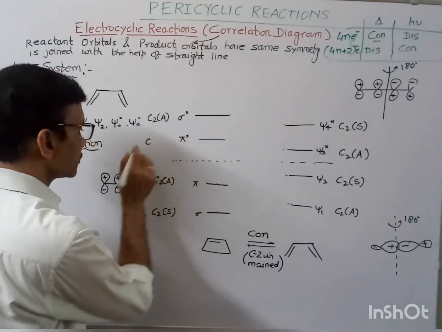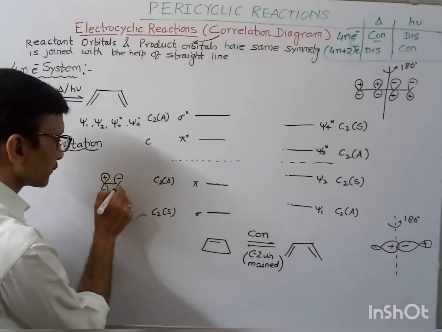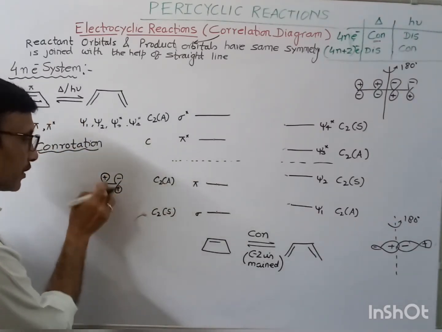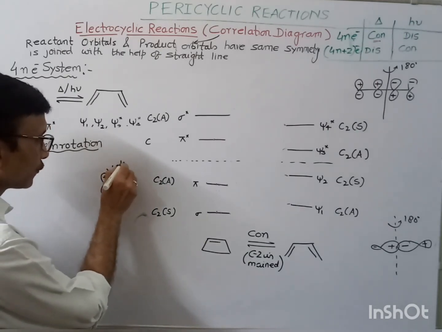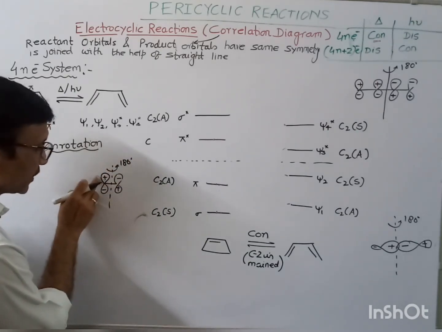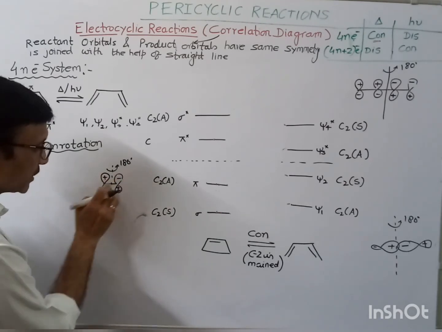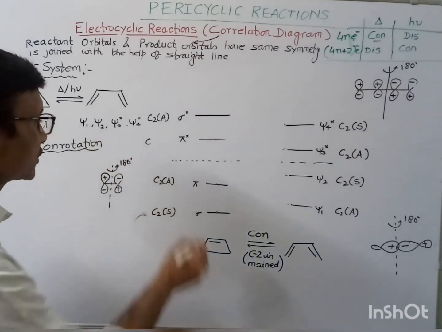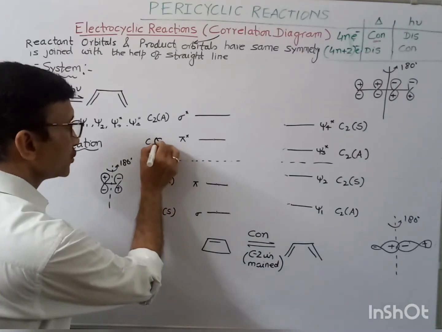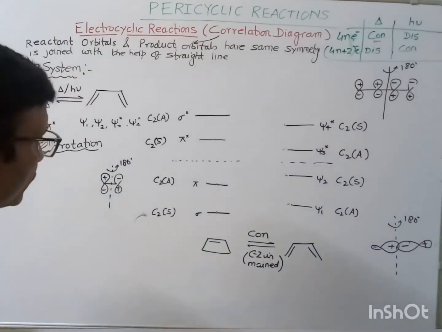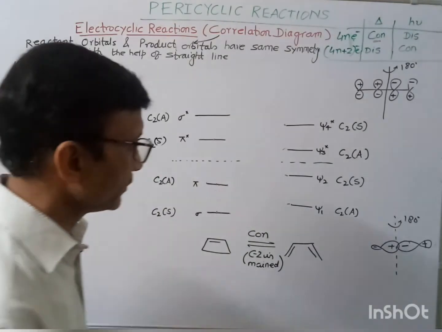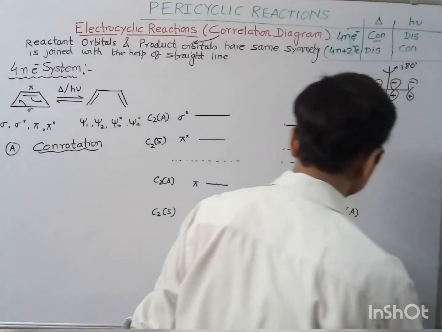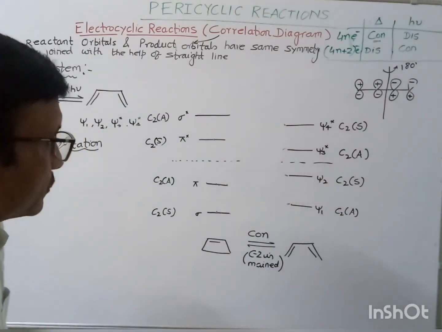And this is pi star. If you rotate it by 180 degrees, what you will find is that at plus, plus will come, and at this, minus will come. So that's why this is symmetric with respect to C2, like this. So we have given the C2 symmetry, whether it is symmetric or not. We have given all signs to these molecular orbitals.